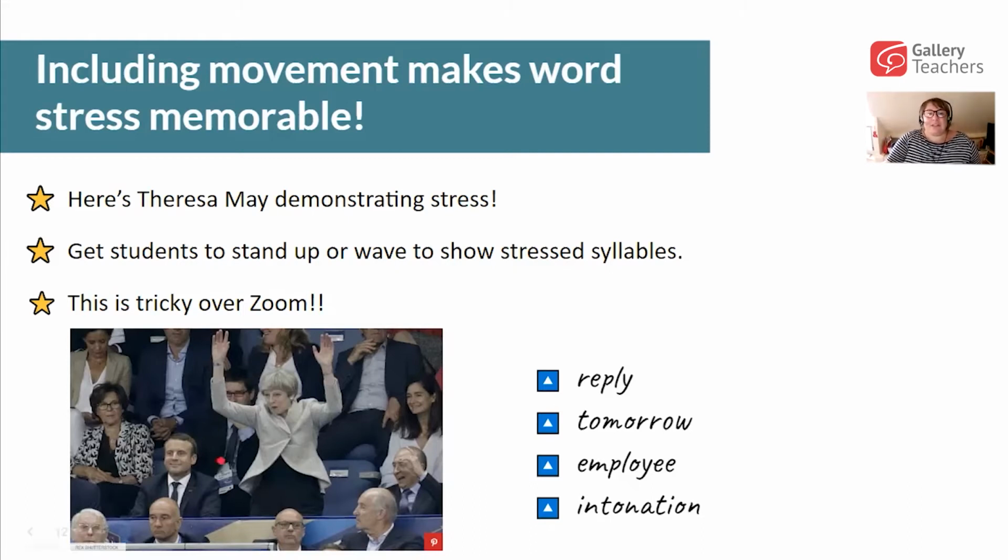So if we keep Theresa May as our stressed syllable, but this time the word I want to focus on is tomorrow. So now I need to choose 3 people and make sure that Teresa is in the middle. So I can't choose this lady and this guy and this lady, because that wouldn't show me tomorrow. So I'd have to choose this guy and then Teresa, and then maybe this other happy wavy guy here, but make it clear to the students that there isn't a second stress in tomorrow.